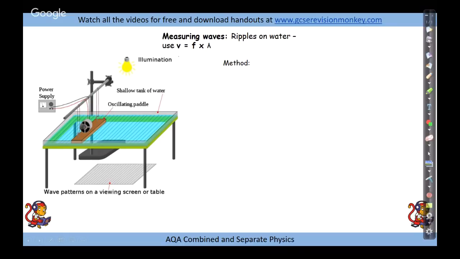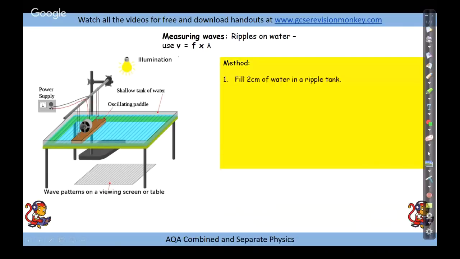Now, because this is dipping up and down into a pool of water, and we've got a light above it, you're going to see shadows appear underneath. Where the water is thicker, you're going to get a dark line, and where the water is thinner, you're going to get a light coloured line. Okay, so we can see the wave patterns on the viewing screen, or you can see it on the table itself. So what would the method for a practical here be?